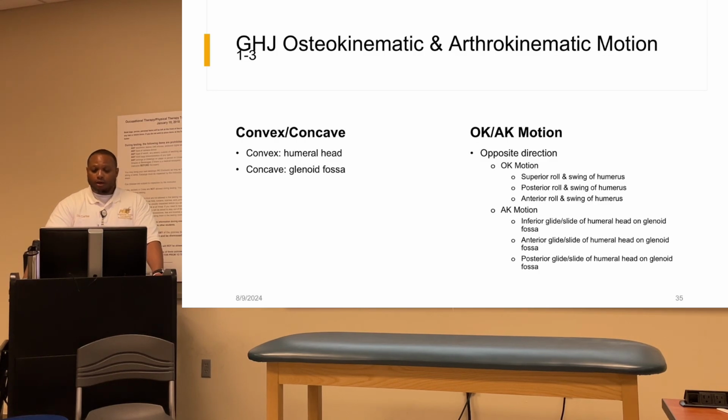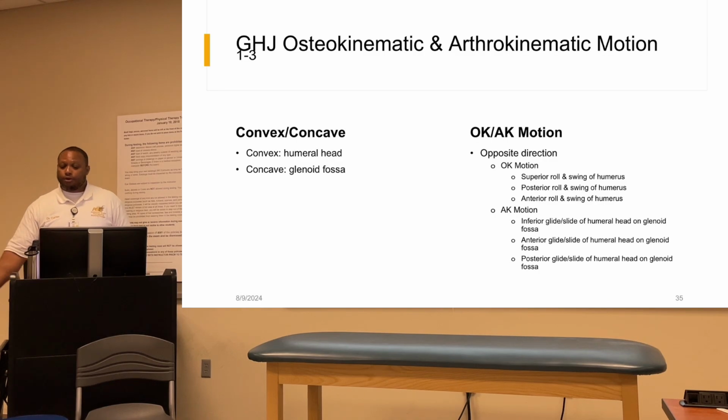So with the glenohumeral joint, this is open chain. So we're talking about open chain, right? With an open chain position, we have the humeral head, which is convex, moving on the concave glenoid fossa. So your OK and AK are going to occur in an opposite direction, all right? So your osteokinematic motion and your arthrokinematic motion are going to occur in an opposite direction. Well, what does that mean, Dr. Carter?